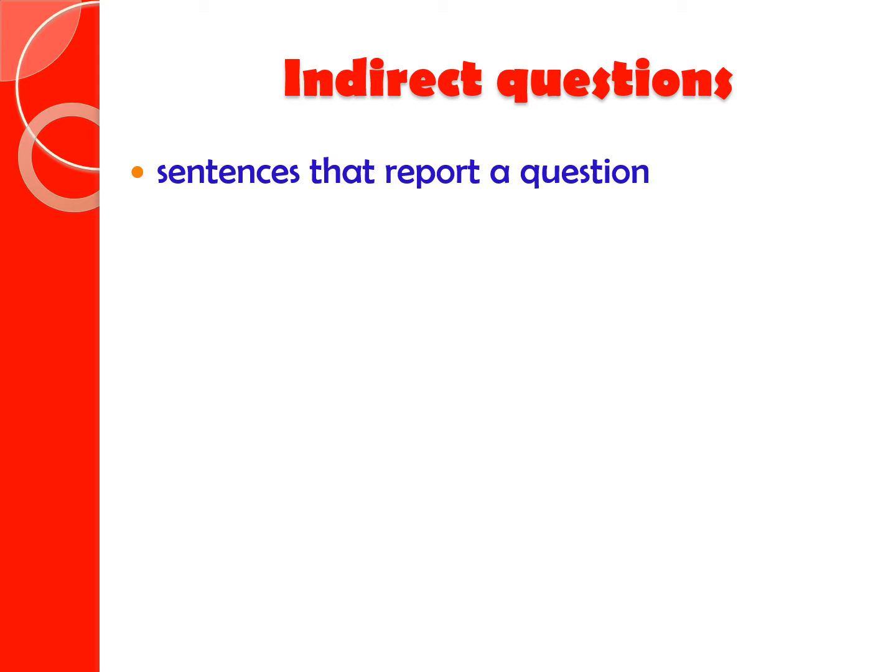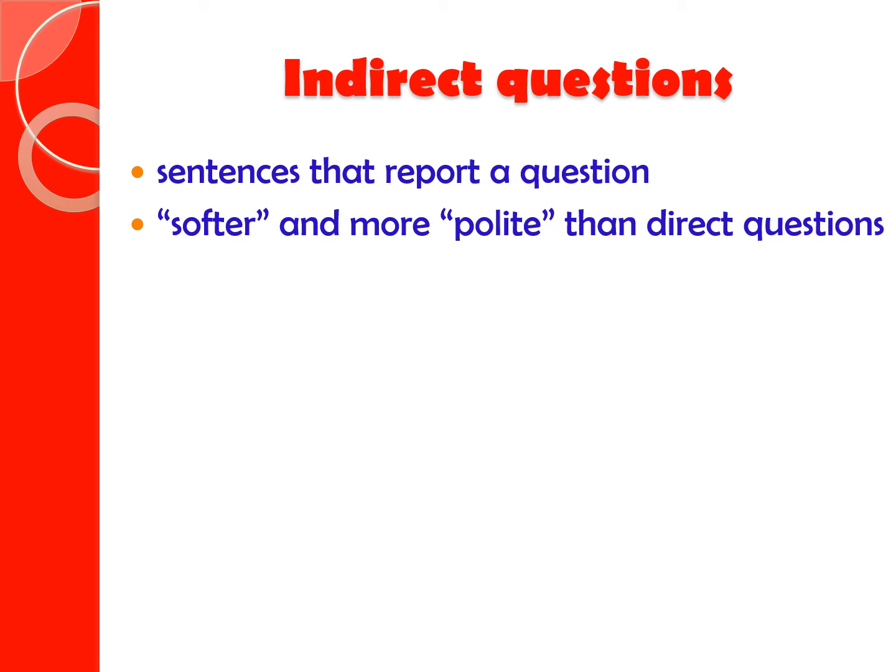Indirect questions are sentences that report a question, like: Can you tell me where the hospital is? Can I know what you want to do here? So we don't say, can you tell me where is the hospital? Because that introductory form is already a question form, so we would be repeating. It would be redundant. Sentences that report a question are softer and more polite. This is a key issue here.